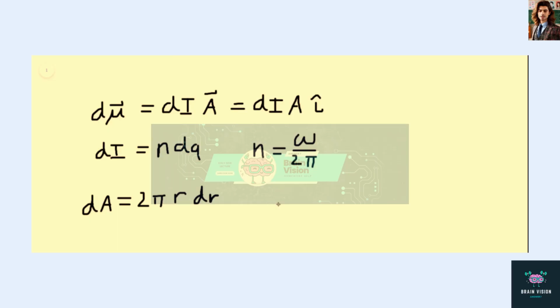And the charge density of the disk we can call sigma, that's the common notation. Sigma here is equal to the charge Q divided by the area of the disk, A, where the area of the disk, A, is simply equal to πR².